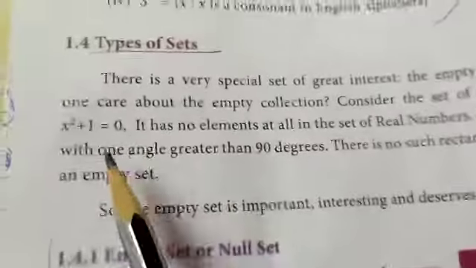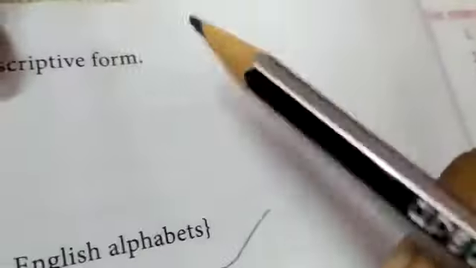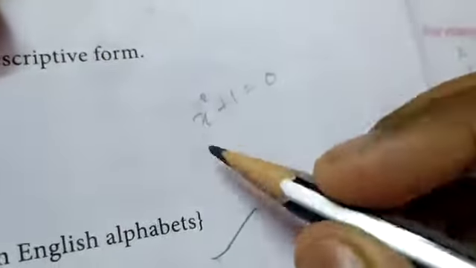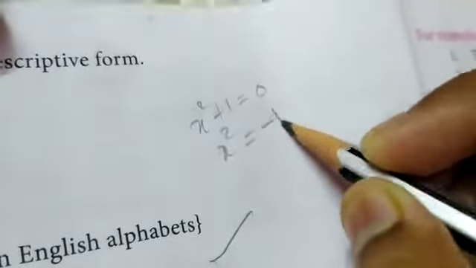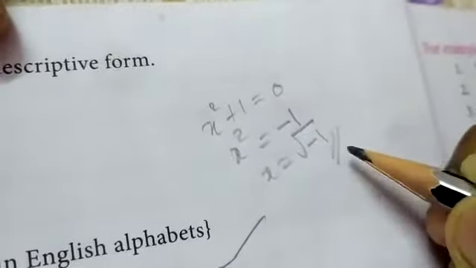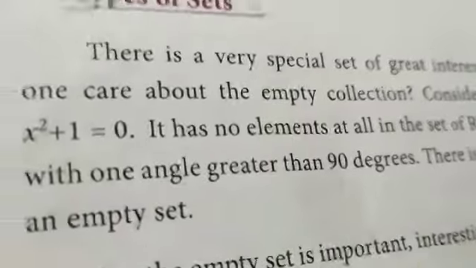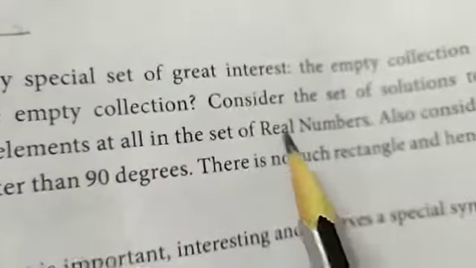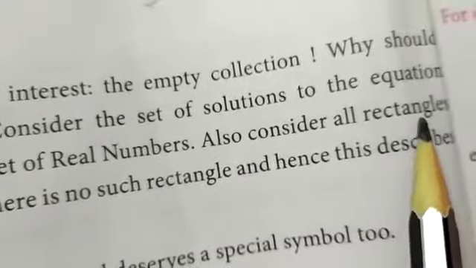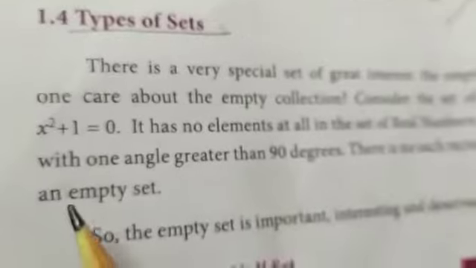Consider the set of solutions to the equation x square plus 1 equal to 0. So x square equal to minus 1, x equal to root of minus 1, which is not a real number and it is not possible at all. You could see that it has no elements at all in the set of real numbers. Also, consider all rectangles with one angle greater than 90 degrees. There is no such rectangle and hence this describes an empty set.